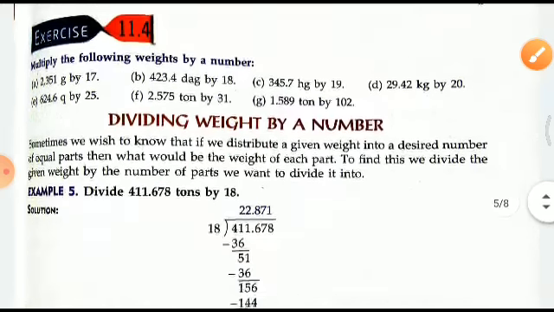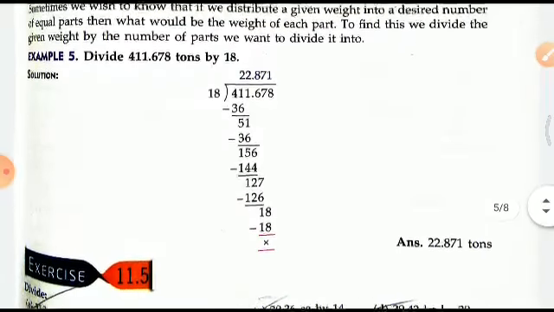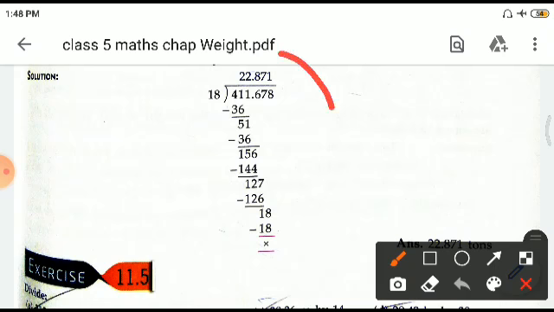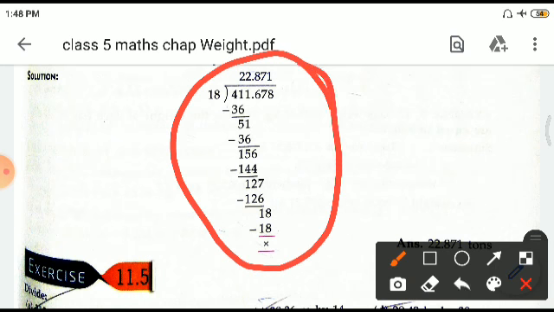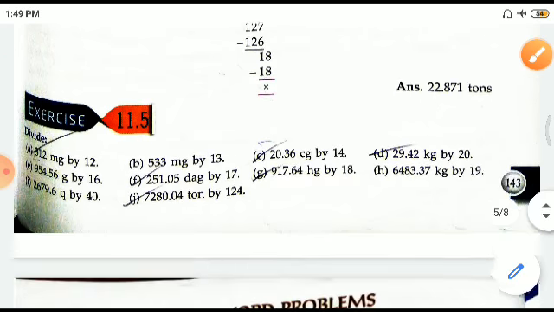Now dividing weight by a number. Division is just done as a normal division. See here, each and every number is divided by the divisor, right? 411.678 divided by 18, each and every number gets divided. Firstly 18 2s are 36, remainder 5, carry forward 1 comes down, and 18 2s are 36, as 18 3s is 54, which is big. So 1 5 and then 6 down, and so on and so forth. This is how we will be doing it.